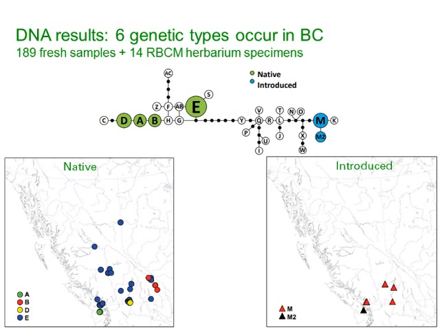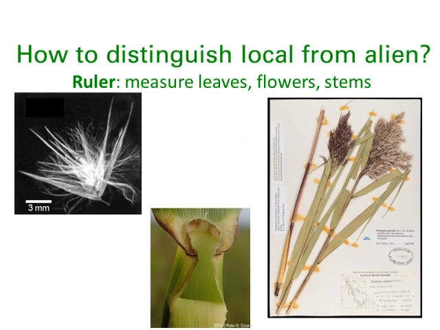So this is sort of an expensive technique. It's not real practical for a land manager that wants to know what they have. So we thought, let's see if we can use just some basic observations of the flowers, the seeds, the leaves, the stems, the inflorescence. Are there any other features we could use to distinguish these 2 genetic types from each other? So this is where the ruler comes in.